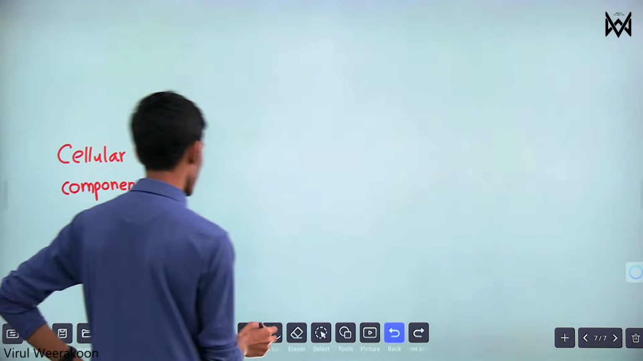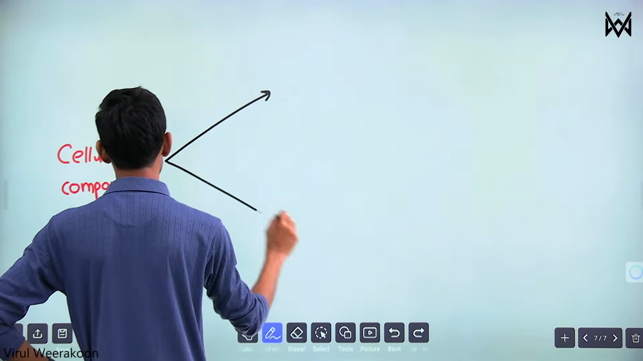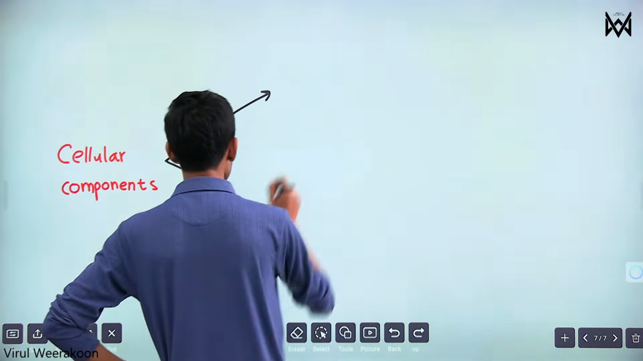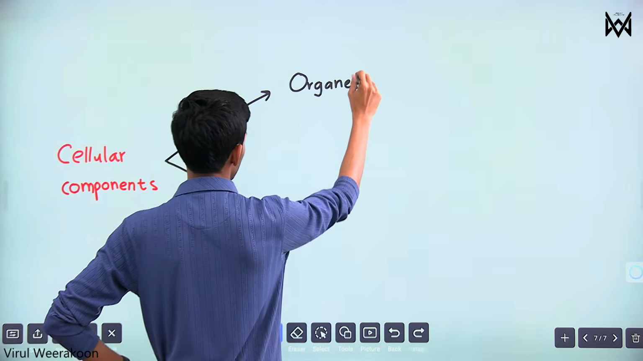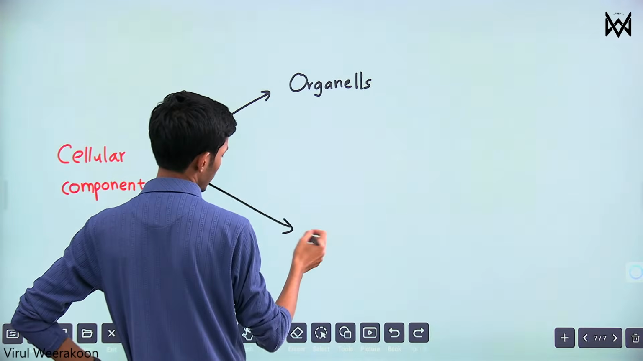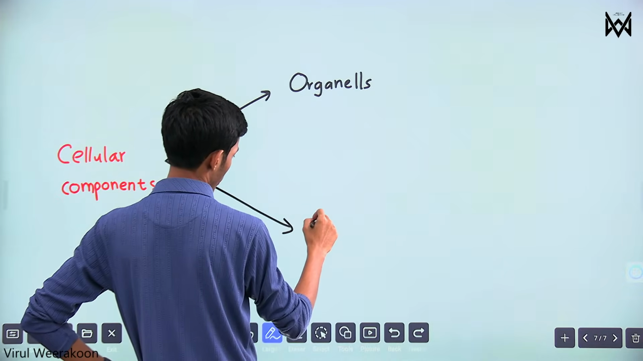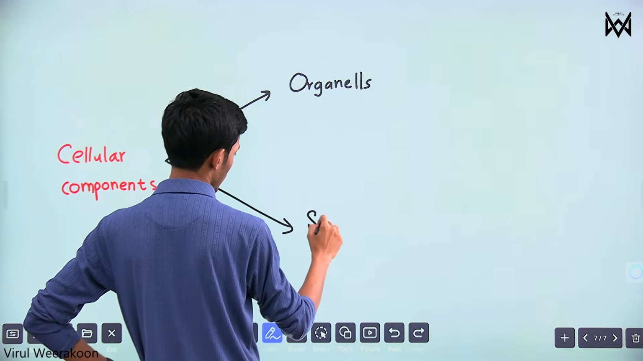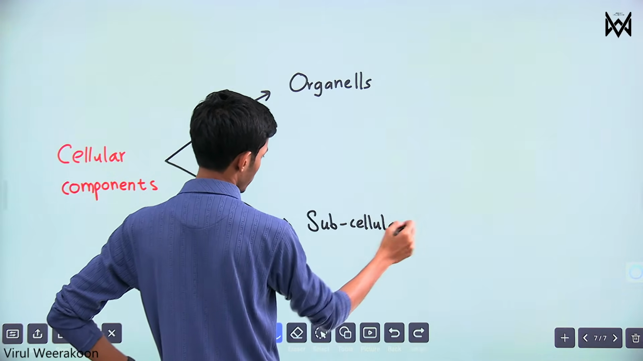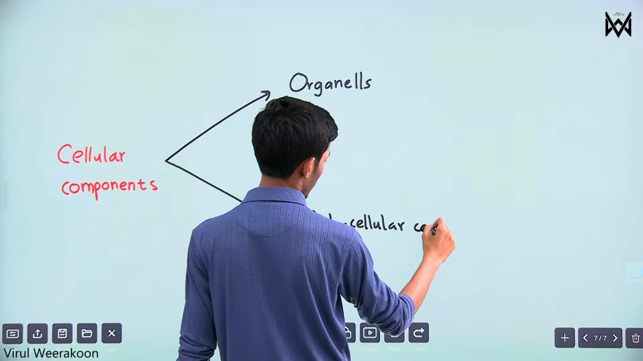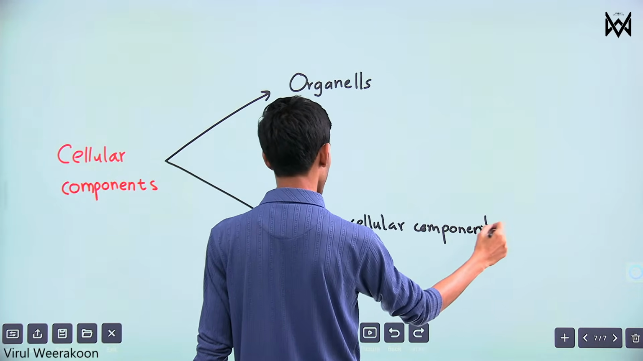We can divide these cellular components into two. One is organelles, and the other is subcellular components. Now, what is the difference between organelles and subcellular components? All are found within the cells.